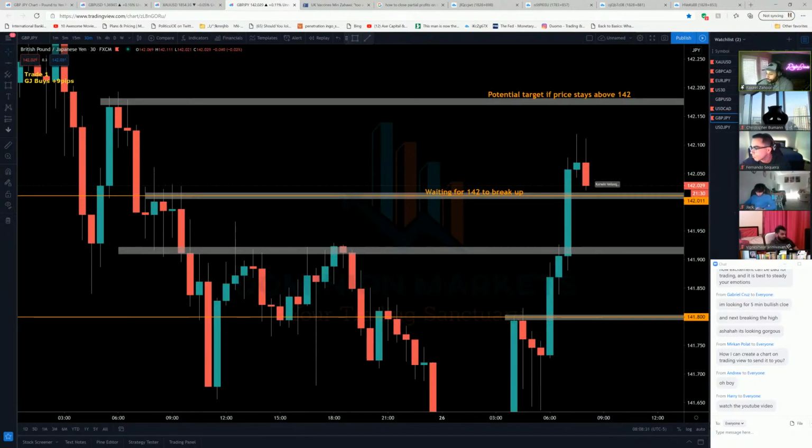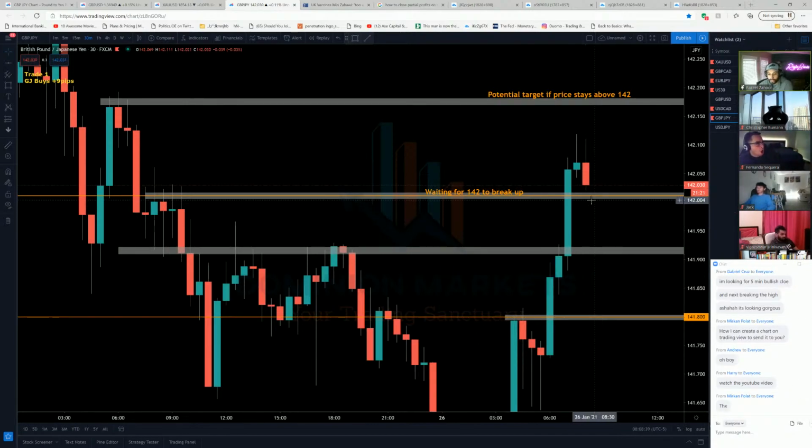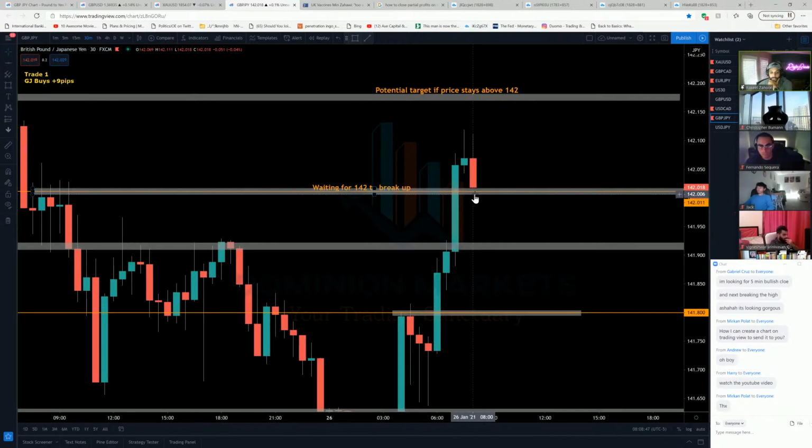Do you think it'll be a better confirmation for a sell if the current 30-minute candle on GJ closed bearish? I think if a candle can close bearish below 142, that's going to be a better idea for a sell. Also, oh no, actually, you know what? I take that back. A better idea for a sell would be if price creates a support, right?